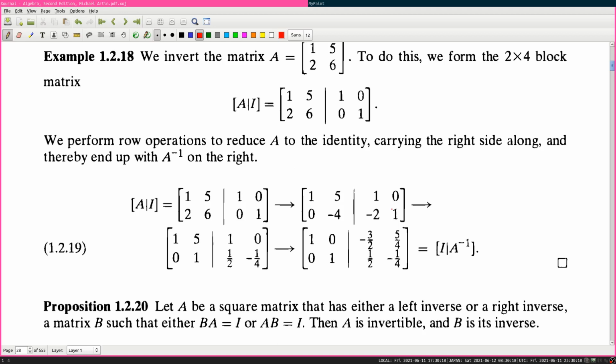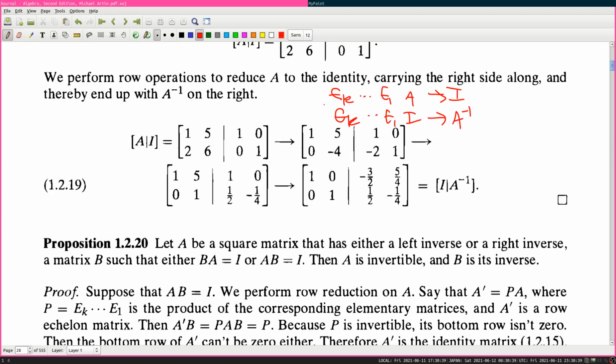So you do E_k down to E_1 of A. Well, you do the same thing, E_k down to E_1 of the identity, and then this is going to be A inverse. This is going to be the identity. And that's all this is. But it's doing it in this tabular form, and tables are stupid.